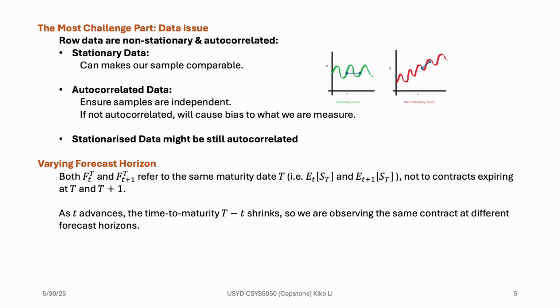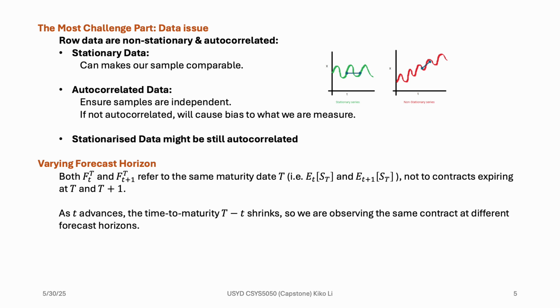Second is the varying forecasting horizon issue. This is a common issue for financial data like futures, options and bonds. I just want to mention it here, but it is the nature of this kind of data, and it's hard to correct. When we say future price at time t and time t plus 1, both refer to the same contract's maturity at a fixed date. As time t moves forward, the time to maturity shrinks. So we are effectively observing the same contract at different horizons, not 2 different contracts.